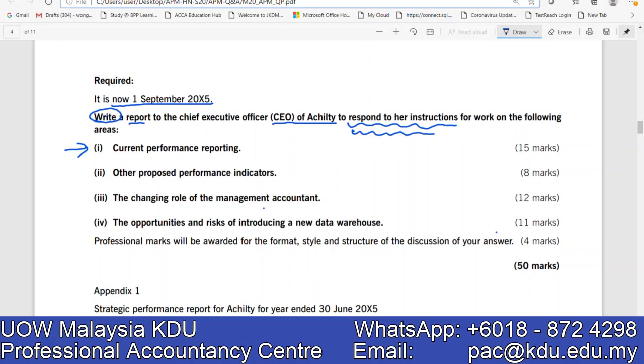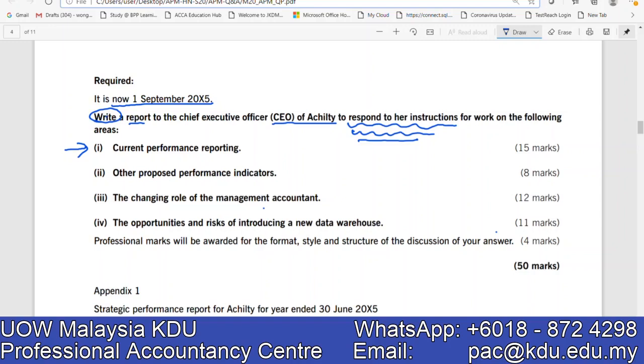They ask for performance reporting. They ask for performance indicators. They ask about the roles of the accountant. They ask about the opportunity and risk of bringing in the new data warehouse. Honestly speaking, when you read 1, 2, 3, 4, do you know what to write? You will never know, because the tasks are hidden in the story, not here. I want you to take note. This is the style of the new exam paper starting from September 18. Get yourself used to this style as quickly and as much as you can.